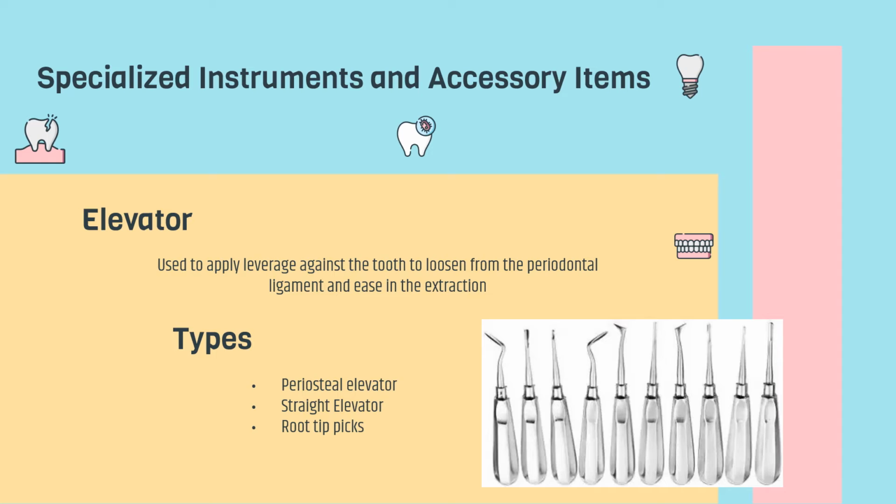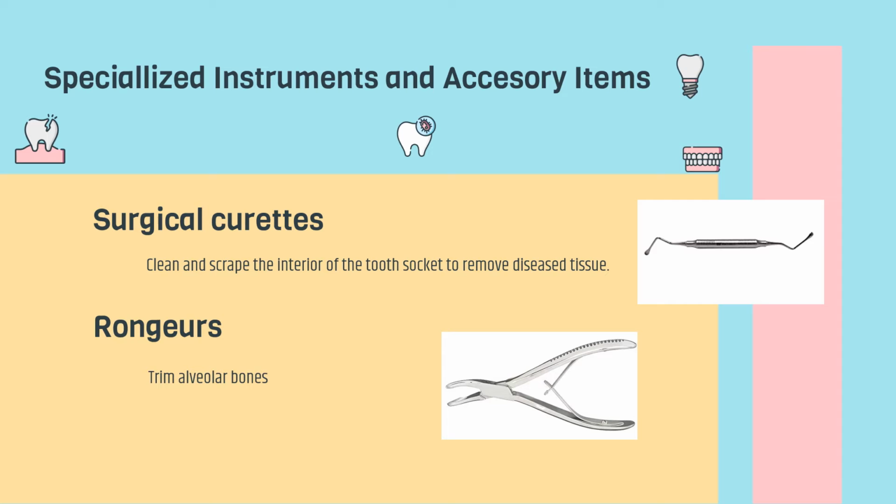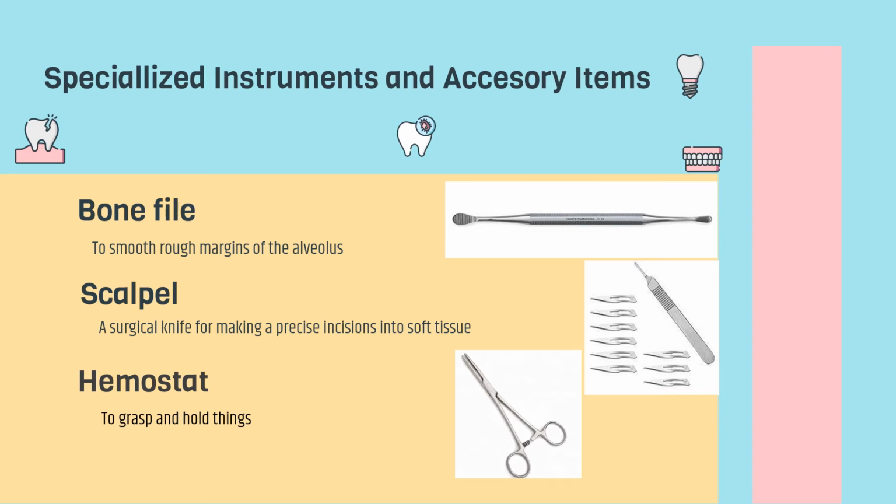We have the elevator, used to apply leverage against the tooth to loosen it from the periodontal ligament and ease the extraction. We have three types of elevator: first is the periosteal elevator, straight elevator, and root tip pick elevator. We also have surgical curettes, to clean and scrape the interior of the tooth socket to remove diseased tissue. Rongeurs, to trim alveolar bones. Bone file, to smooth rough margins of the alveolus.